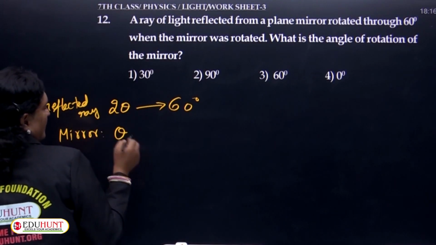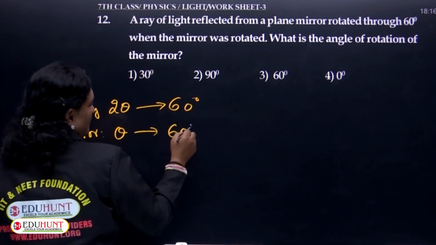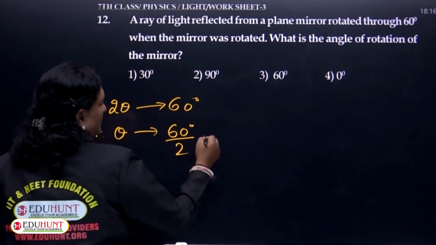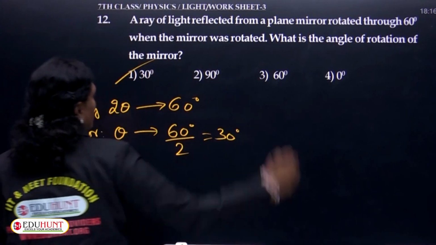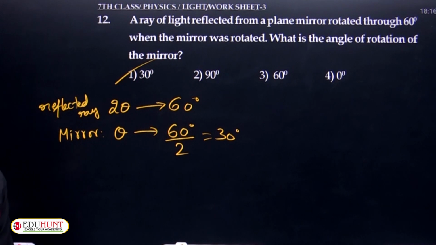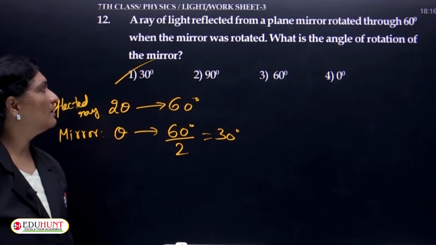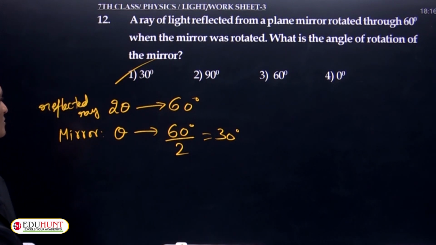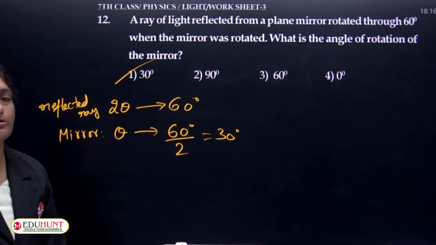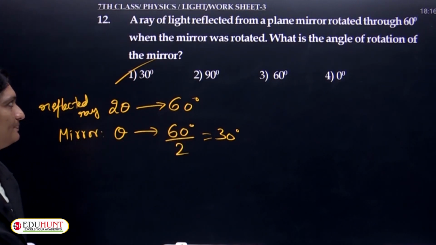So, mirror is rotated by an angle theta. Theta is nothing but half of the 2 theta and is found to be 30 degrees. Hence, the correct option is option 1, that is 30 degrees. Okay. So, what is the angle of rotation of the mirror? The angle of rotation of the mirror is found to be 30 degrees.